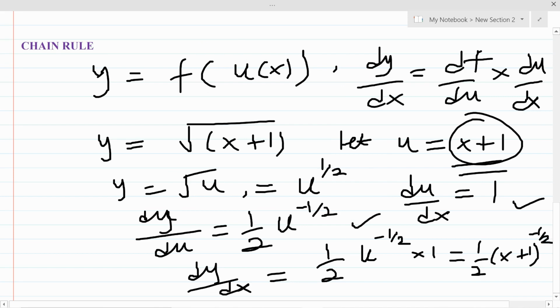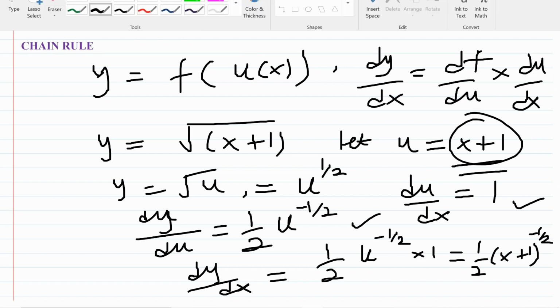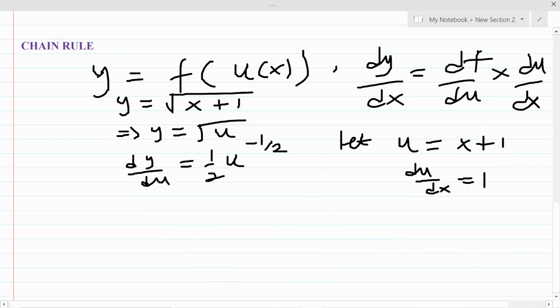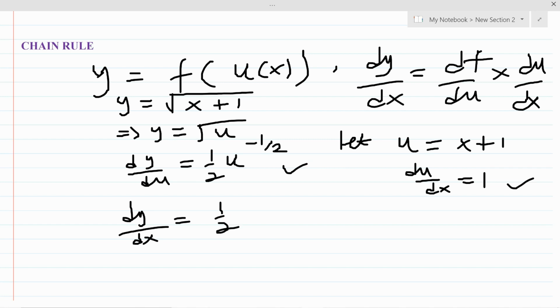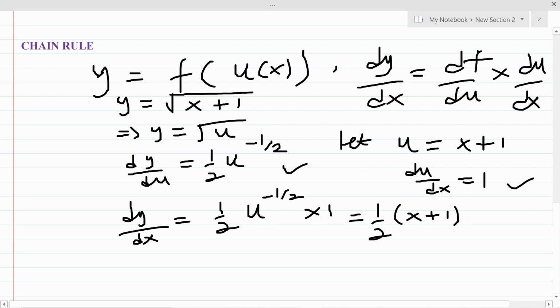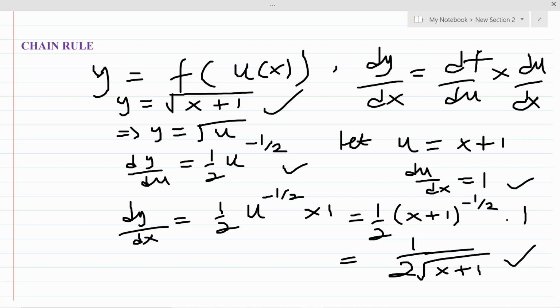Let me clean some parts and write it clearly. So this is what we had. Our dy/dx is equal to this times this. So we get half u to the negative half times 1, which is equal to half of x plus 1 to the negative half times 1, and this will give us 1 over 2 square root of x plus 1 because of indices. So this is the differential of this. This is the chain rule.